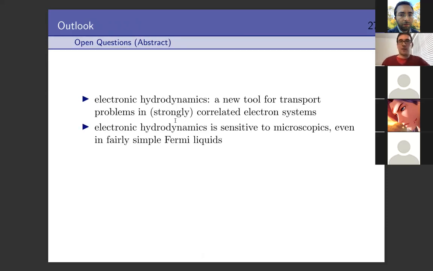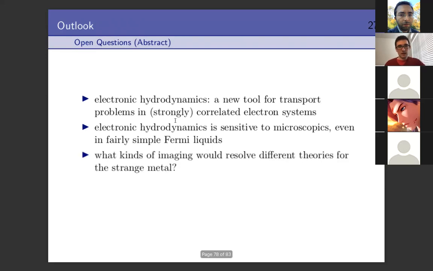At the same time, I'd like to emphasize that as we saw with palladium cobaltate, this hydrodynamic description is very sensitive to microscopic details, especially in an experiment where you're not deeply in a hydrodynamic regime. And I think this will be very important for interpreting experiments beyond graphene in near-term materials and devices.